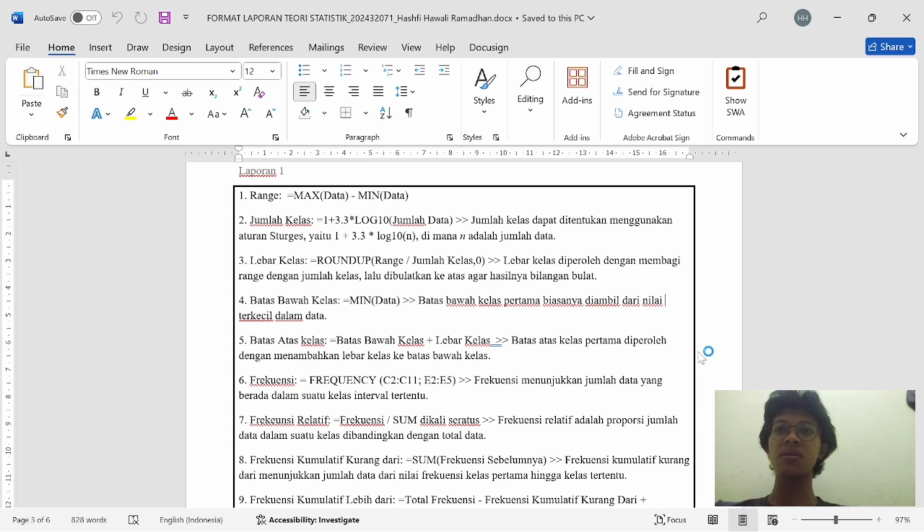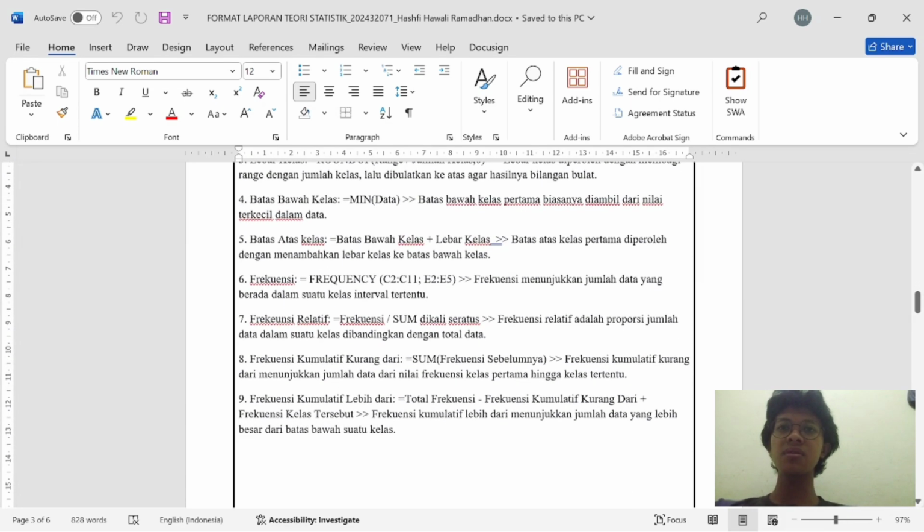Number 6. Frequency. The example: =FREQUENCY(C2:C11, E2:E5). Frequency shows how many data points fall within a specific class interval. 7. Relative frequency. Relative frequency represents the proportion of data in a class compared to the total dataset, expressed as a percentage. Number 8. Cumulative frequency, or less than.